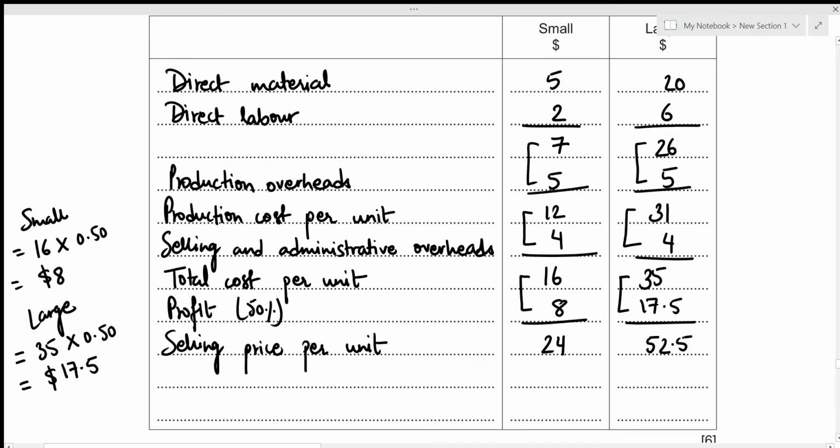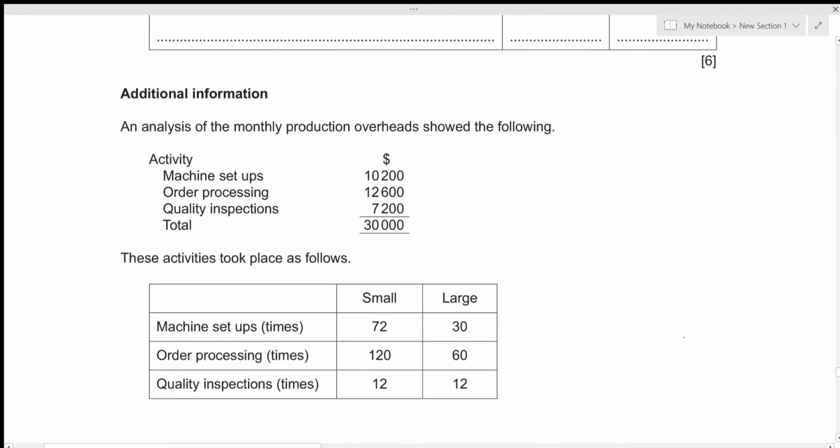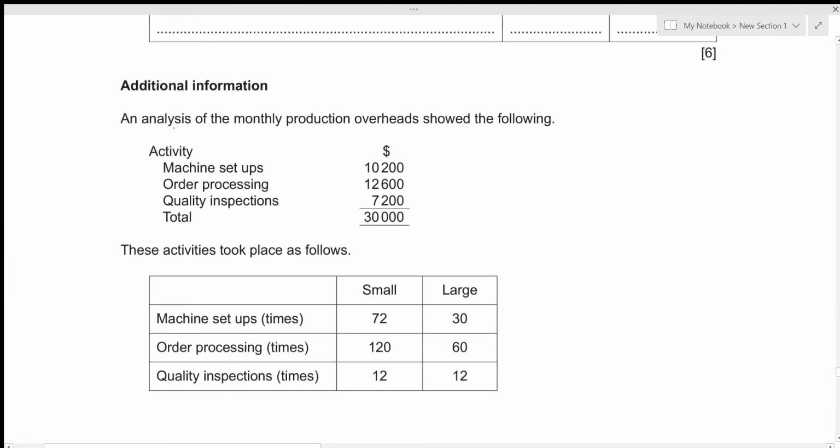So this concludes the first part of this question. Now we can move to the second one. We are given additional information. An analysis of the monthly production overheads showed the following. The machine setups cost 10,200, order processing cost 12,600, and quality inspections cost 7,200. So this is the total of the production overheads divided among the headings of machine setups, order processing, and quality inspection. And these activities took place as follows. So this is the division of those three activities, right?